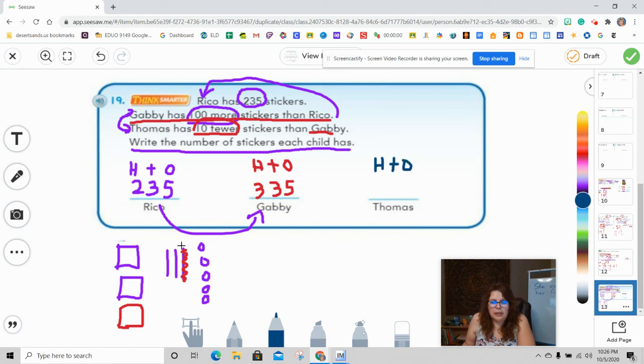Now we took away that 10 to find out what Thomas has. So we still have 3 hundreds, but now we only have 2 tens, and we still have the same amount of ones, so that's 5. And that's how you follow the clues and you find out all the answers. I hope you liked the lesson.